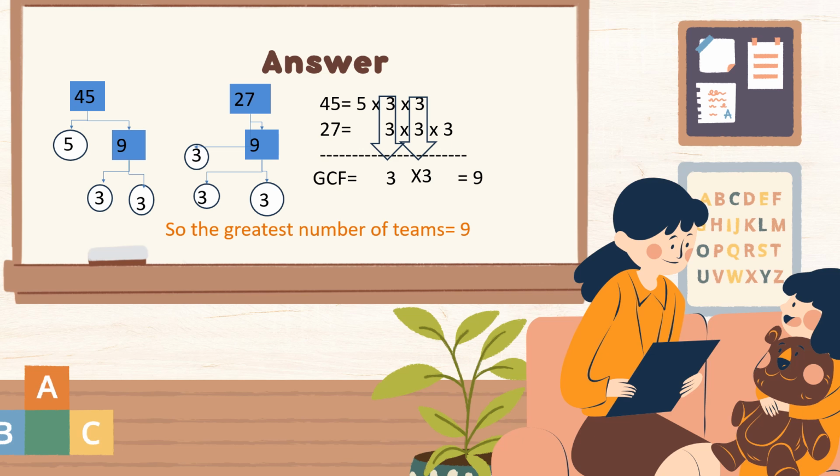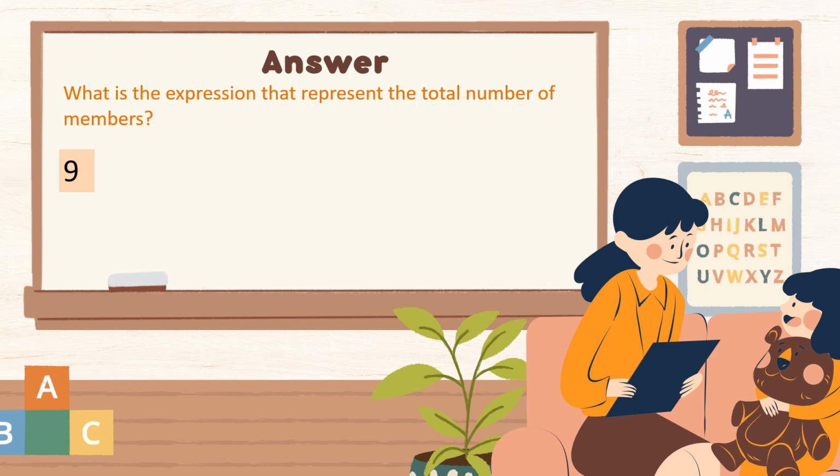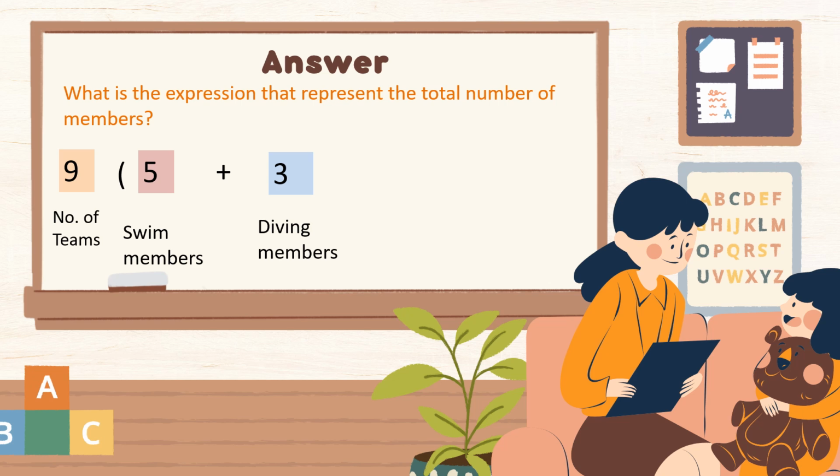Now let's go to the next requirement, which is: what is the expression that represents the total number of members? It is 9, which is the greatest group size, multiplied by the number of divers plus the number of swimmers, which is 5 swim members and diving members is 3. And this is the scenario. This is the second requirement.